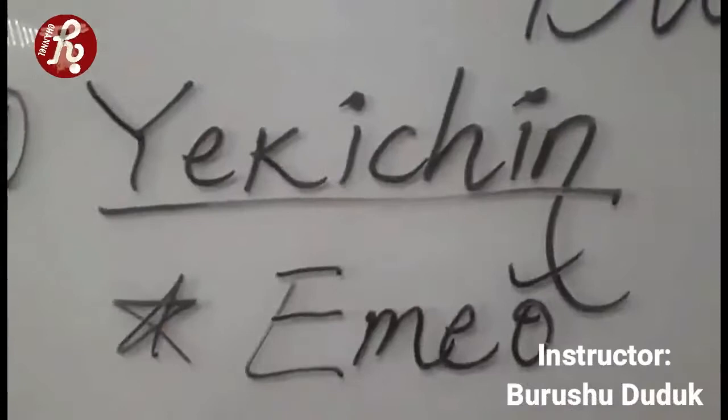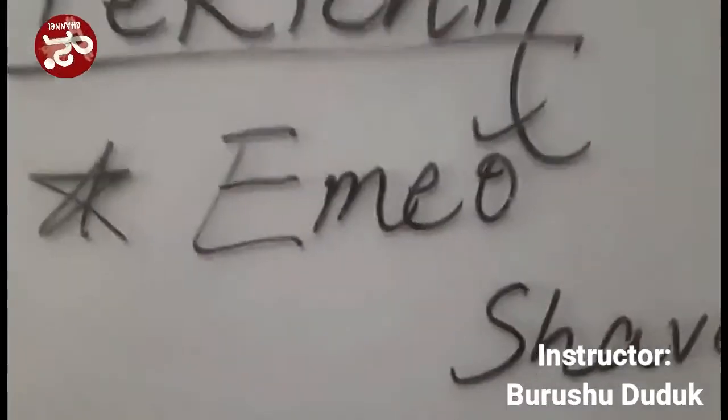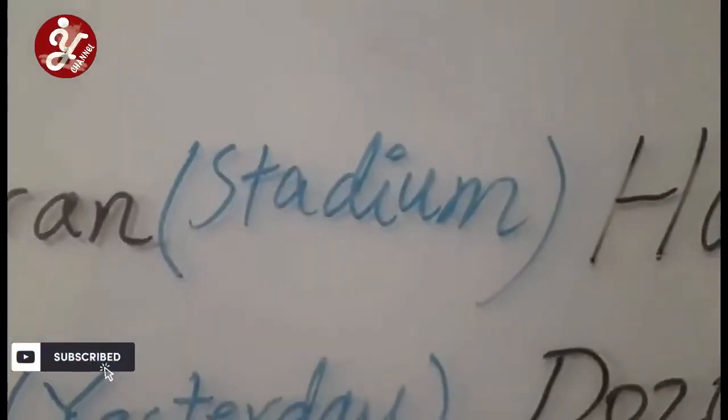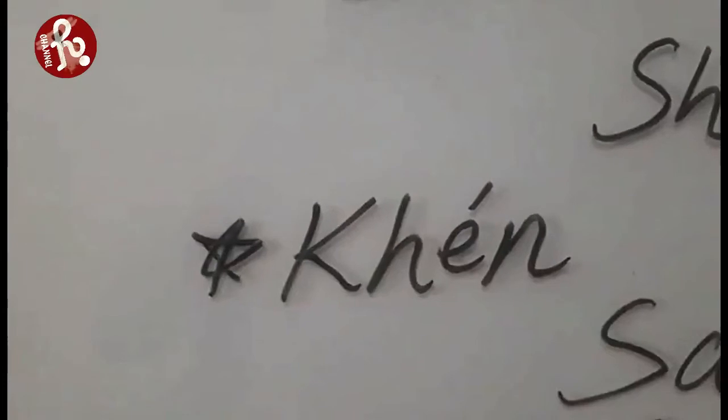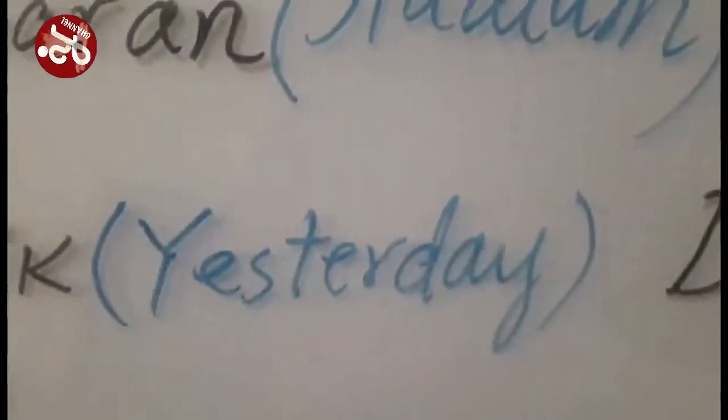Yekiching means the names. So Emet means the place. Examples are Shawaran, stadium, and Ha, house. Second is Ken, time. In time, Satik is yesterday, and Dogoy is noon.